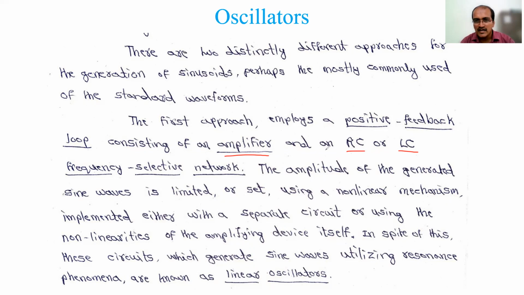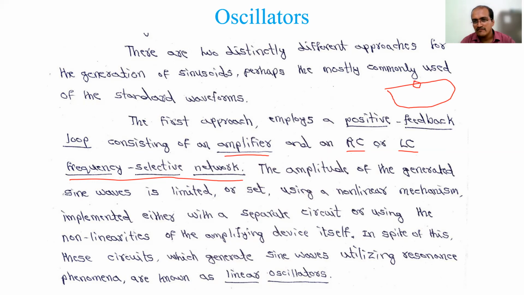We use that as a frequency selective network. In the frequency selective network, we use the RC, LC or crystal along with the amplifier, and together we call this the positive feedback loop. This forms a loop, right? In signal flow graphs, you know what a loop is: starting from a point, going through the loop and coming back to the same point. In the forward path you have the amplifier we discussed previously, such as the MOSFET CS amplifier or common drain amplifier, and in the feedback path you have the frequency selective network.